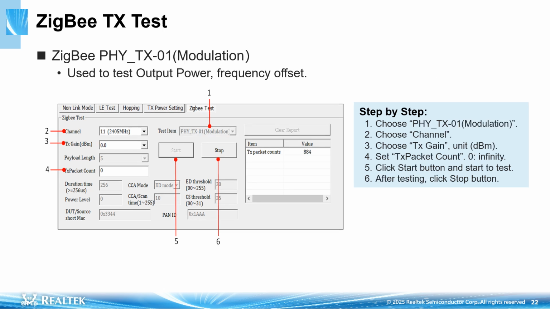Zigbee PHY transmit 01, modulation, used to test output power and frequency offset. Set up according to the steps in the figure above and click Start button, and after testing, click the Stop button.